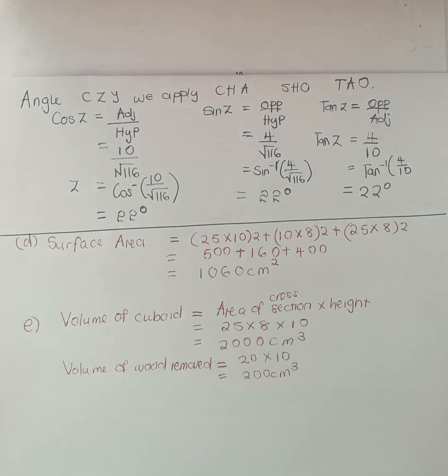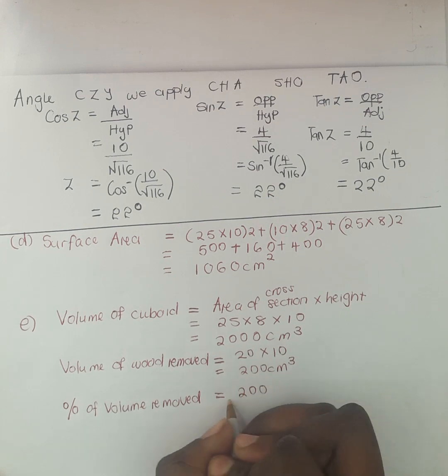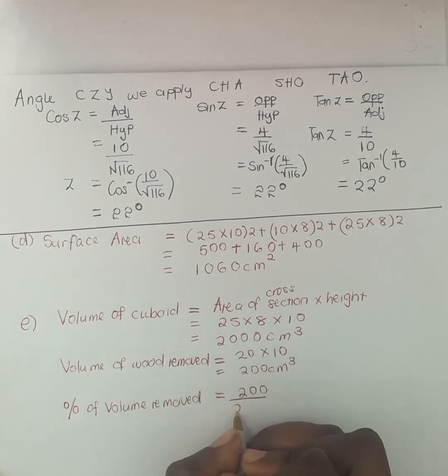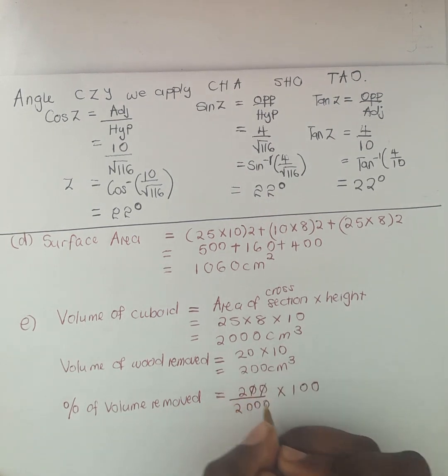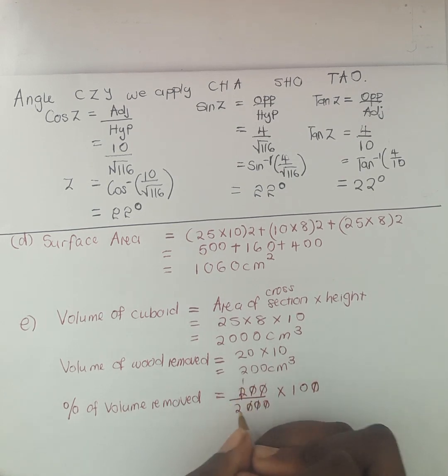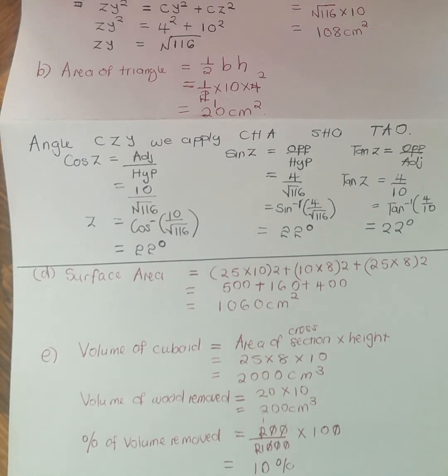Now we want to find the percentage volume of wood removed. We are going to say volume of wood removed, which is 200, divided by the total volume, which is 2,000, times 100. So these zeros cancel each other, and we remain with 10% as our final answer. This was a complete solution for the mensuration problem, which was number 10.